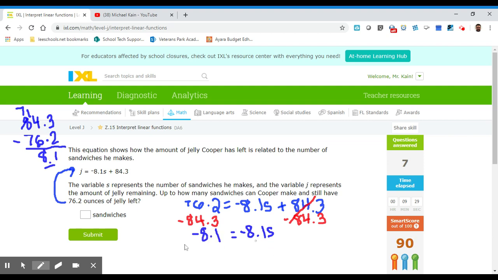And it looks like if we divide both sides by negative 8.1, we're going to end up with positive 1. Because this will cancel out, leaving us S, and negative 8.1 divided by negative 8.1 is just positive 1. Click submit, and we're good.